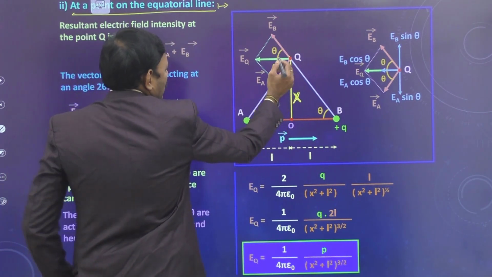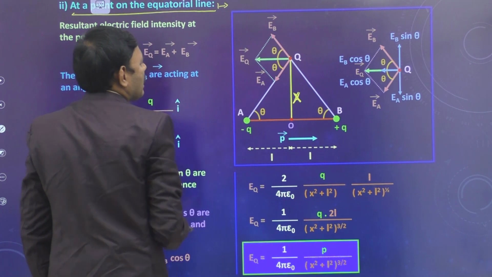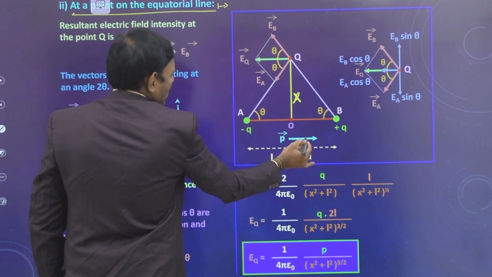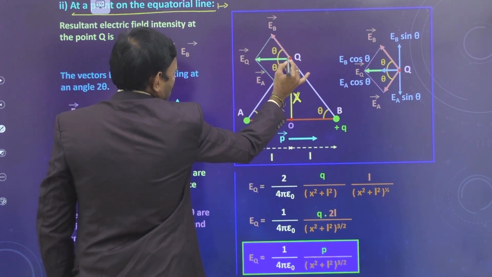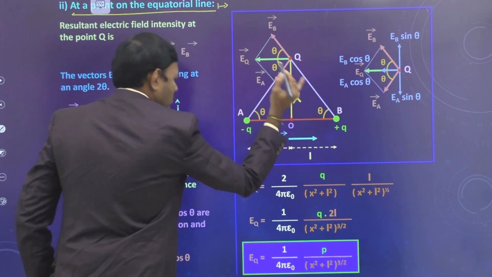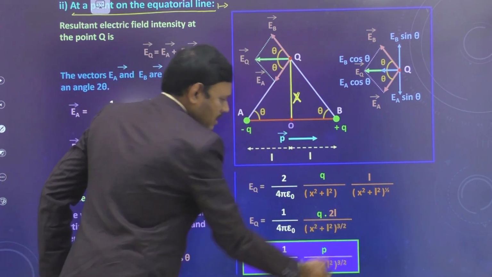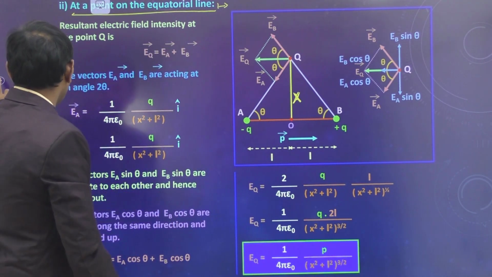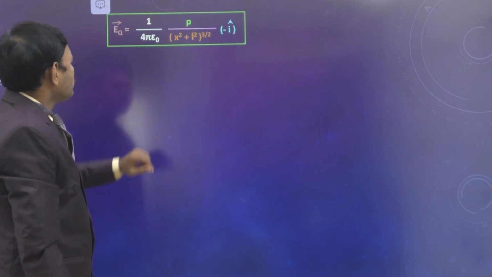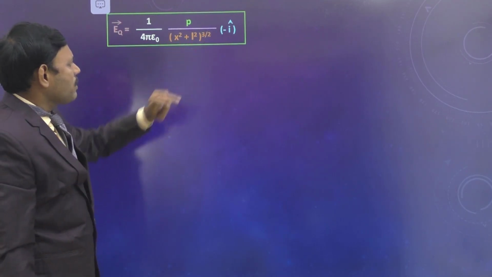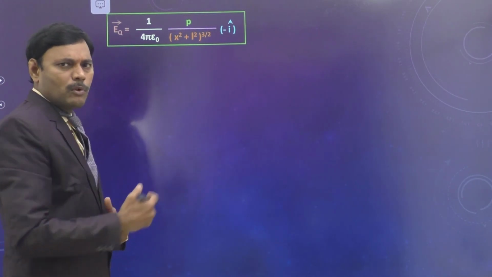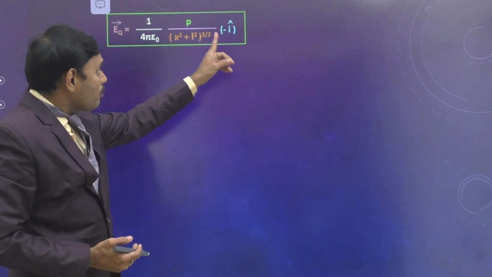When you compare the direction of the resultant electric field, this arrow mark is opposite to the direction of the dipole moment P bar. So at a point on the equatorial line, the electric field due to the dipole is opposite in direction to the dipole moment. So the unit vector is minus P cap. Observe the expression here: 1 by 4 pi epsilon naught, P by (x square plus L square) whole power 3 by 2, along minus P cap, the direction opposite to the dipole moment.